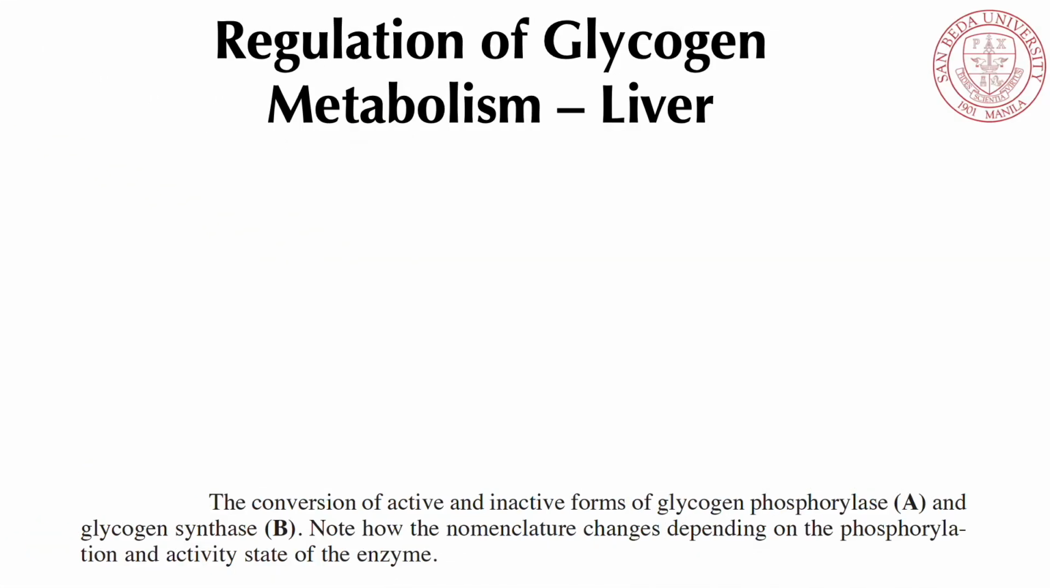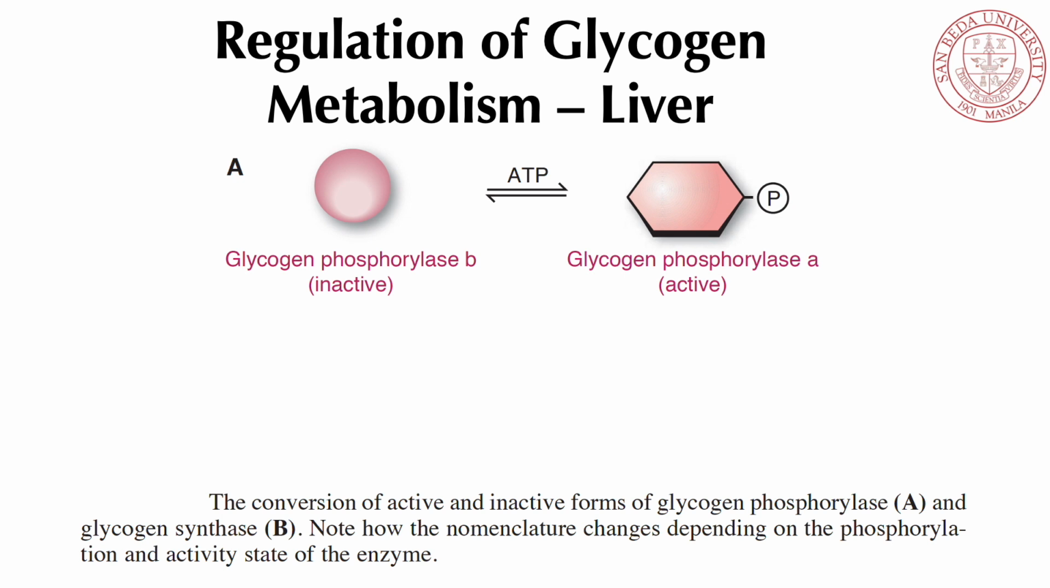Now, in order to understand better how regulation of glycogen metabolism is carried out, a good distinction between the active and inactive forms of glycogen phosphorylase and glycogen synthase has to be made. A particular nomenclature is assigned depending on the enzyme's state of activity and phosphorylation. The active form of glycogen phosphorylase is phosphorylated and is assigned the nomenclature A. Conversely, its inactive form is dephosphorylated and is termed glycogen phosphorylase B.